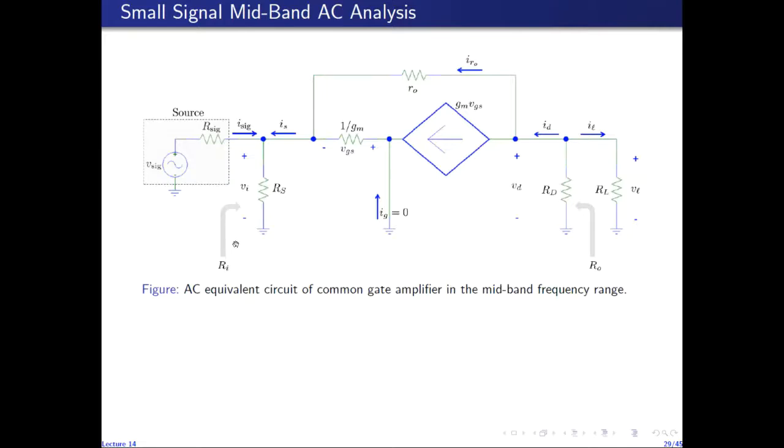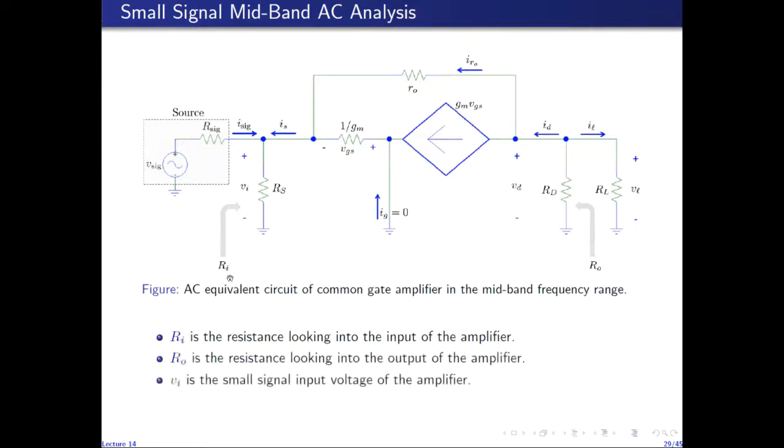The resistance seen looking into the input of the amplifier, which is made up of this node and ground, is the input port. This node and ground makes the output port. So the resistance seen looking into the input port is Ri. The resistance seen looking into the output port is R0. Voltage at the input port is Vi, and the current entering the input port is Ii.